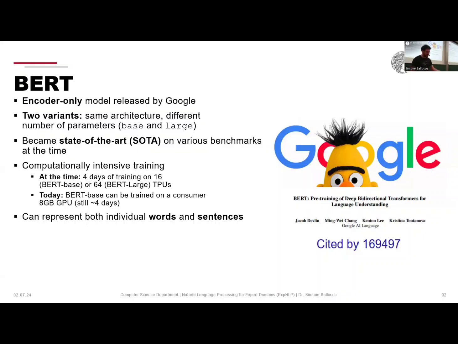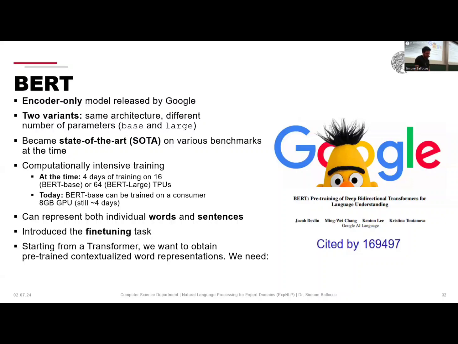So BERT can represent both words and sentences, and introduces the fine-tuning task. The point is our setup: we start from a transformer and we want to obtain pre-trained contextualized word representations. For this, we need the auxiliary task, the pre-training task for which we're going to train our transformer. And ideally, we want it to be unlabeled. You remember that the very powerful thing about Word2Vec was that we don't need to hire people to label things. We just take the text, remove one word and predict it. It's naturally occurring. So we want something like that.